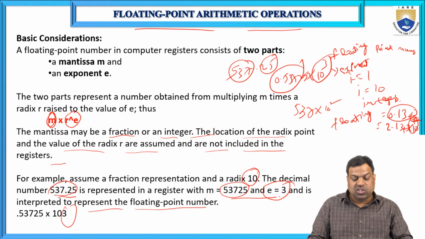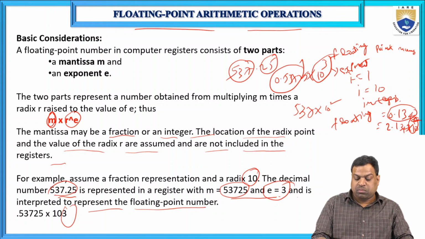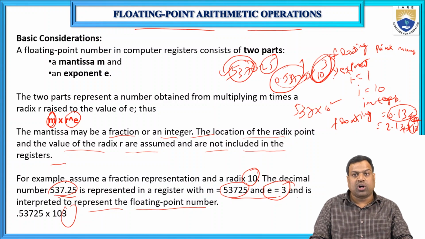In the basic consideration of floating point arithmetic operation, I have to take the integer and floating point values with the mantissa and the exponent. So 537.25, we have to take as 0.53725 into 10 cube. The dot is shifted to here, 0.53725 into 10 cube. So it is an exponent and it is a mantissa. So m into r power e.